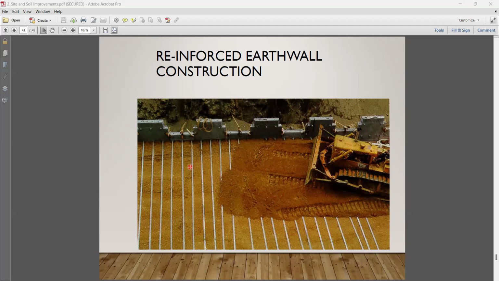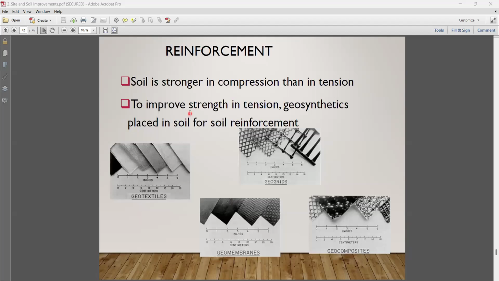Another very similar example is what you do when concreting a beam or column. Why do you add reinforcing steel? To improve the strength in tension. As concrete mix hardens, it's not very good for supporting tension. It's good for supporting compression, but not tension. For tension, we have to use reinforcement. And here with soil, we can use geosynthetics.